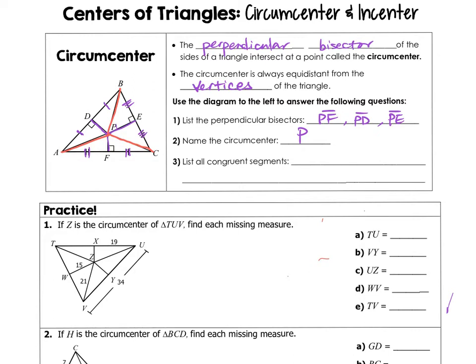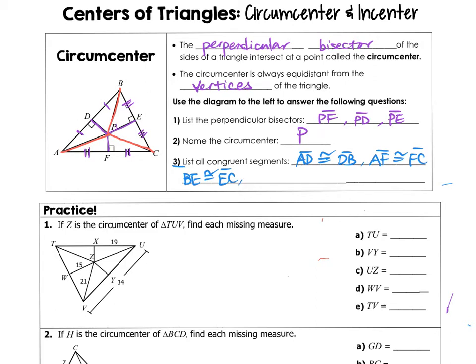For the congruent segments, I'm going to use blue, so it's for the congruent segments on the sides. AD is congruent to DB, and AF is congruent to FC, and BE is congruent to EC, right? Those are the congruent sides.